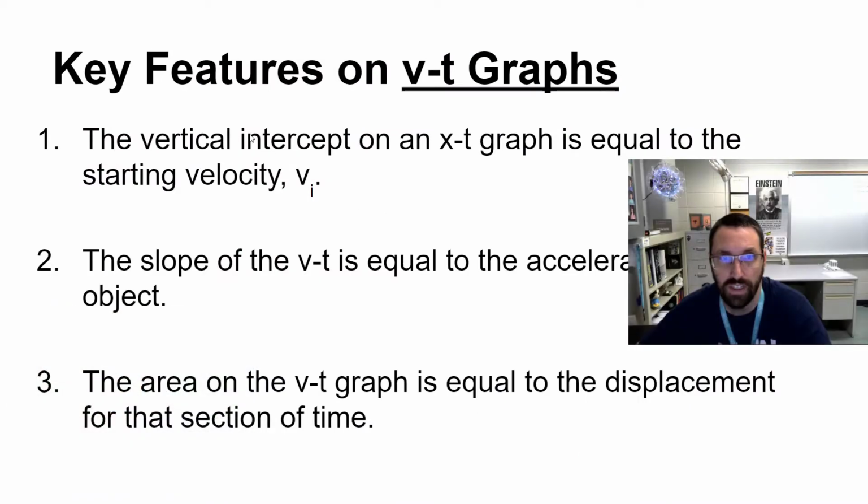Okay, on VT graphs, our vertical intercept on the VT graph is equal to the starting velocity, the initial velocity. The slope of our VT graph is equal to the acceleration of the object, and the area on a VT graph is equal to the displacement for that time section.